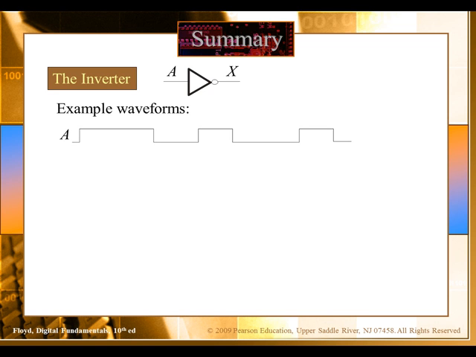Now the question is, A is given, what will be X? Opposite, right? So let's try to draw it then. Look at the X. Do you see the X? It's exactly flipped. Whenever A was 0, X is 1, and whenever A is 1, X is 0. And that's it. It's so simple, right? So we will try to understand the waveform as well for each and every logic gate we are discussing.